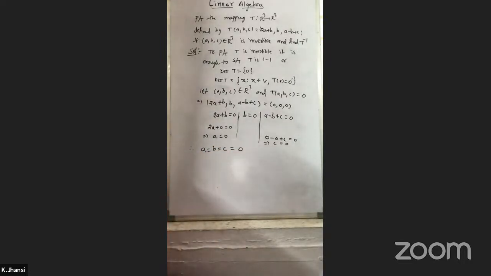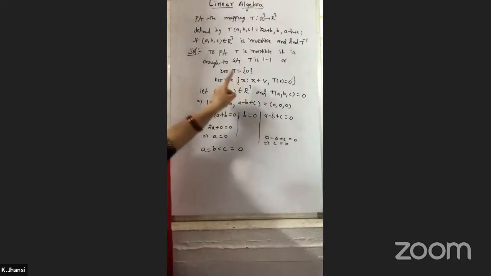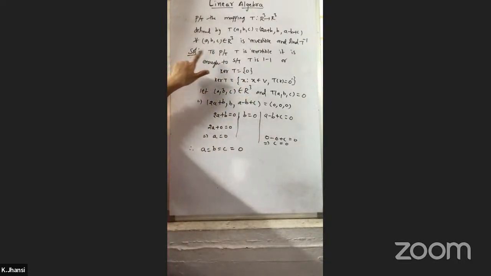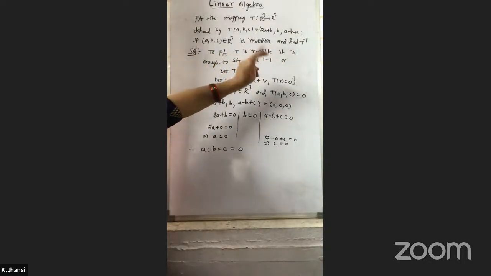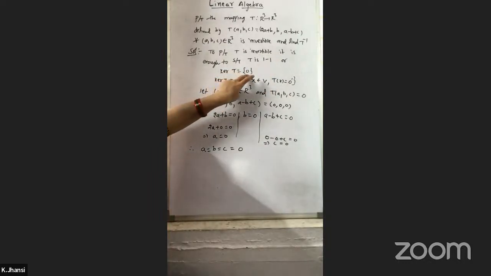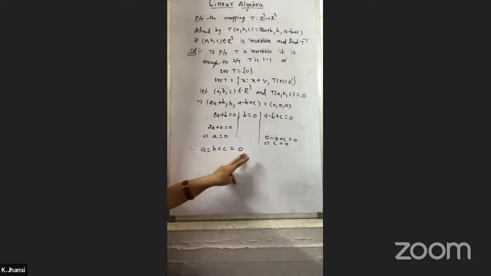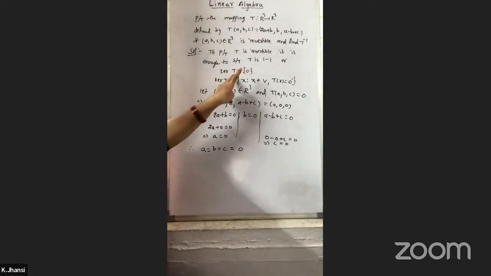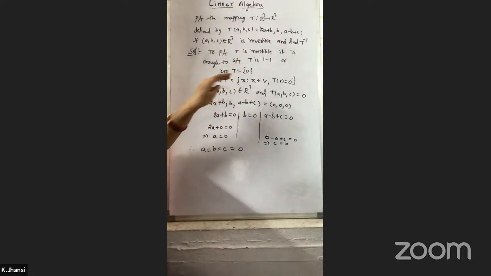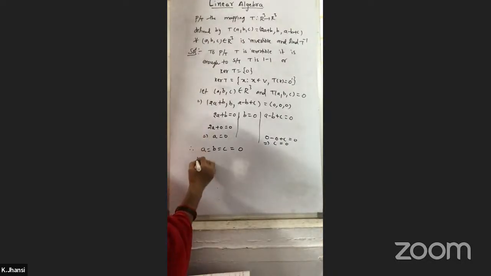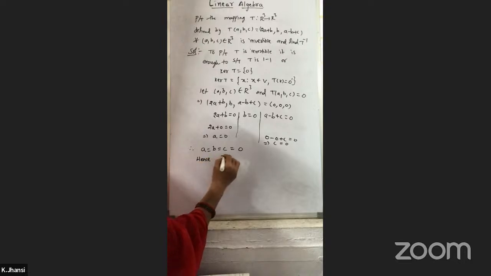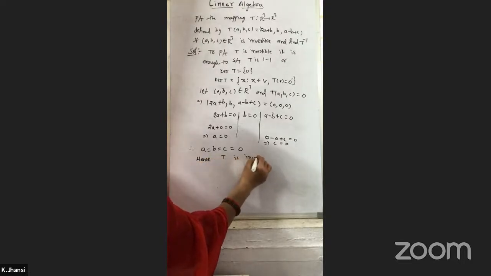So we got all the elements (a, b, c) as (0, 0, 0). Therefore, what is given in the solution, what we have written: to prove that T is invertible, it is enough to show that T is one-one or kernel of T equals 0. We got all the values of a, b, c as 0, so it satisfies the condition of kernel of T. Okay. So therefore, hence T is invertible.